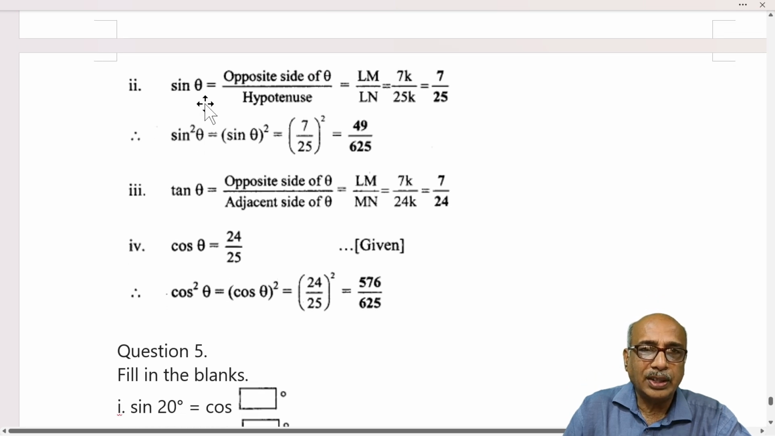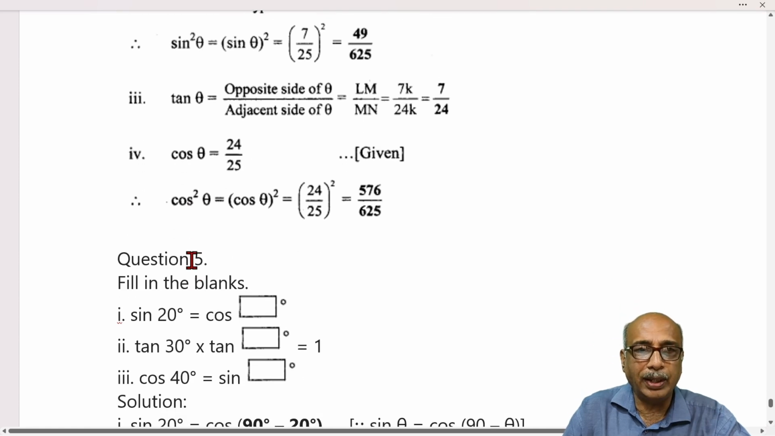Now, sin theta equals 7 by 25. Therefore, sin square theta will be (7 by 25) whole square equals 49 upon 625. Tan theta equals 7 upon 24. Cos theta equals 24 by 25 is given, so directly we can take cos square theta equals cos theta whole square, that is (24 by 25) square equals 576 upon 625.